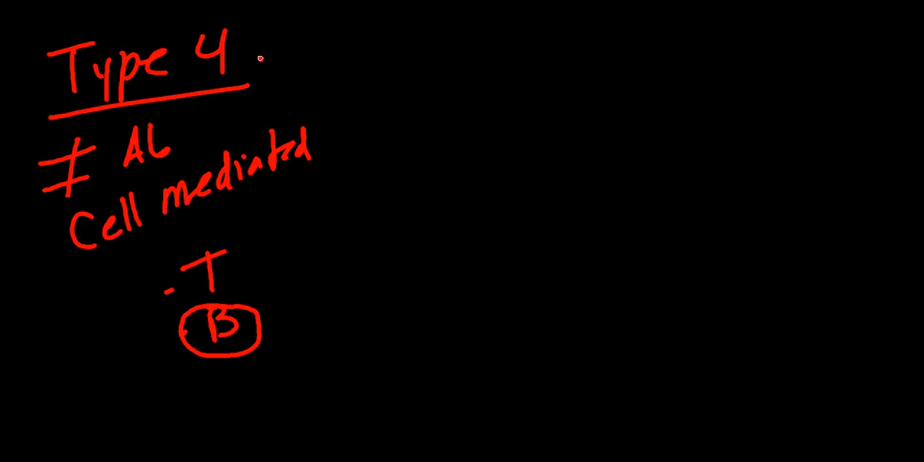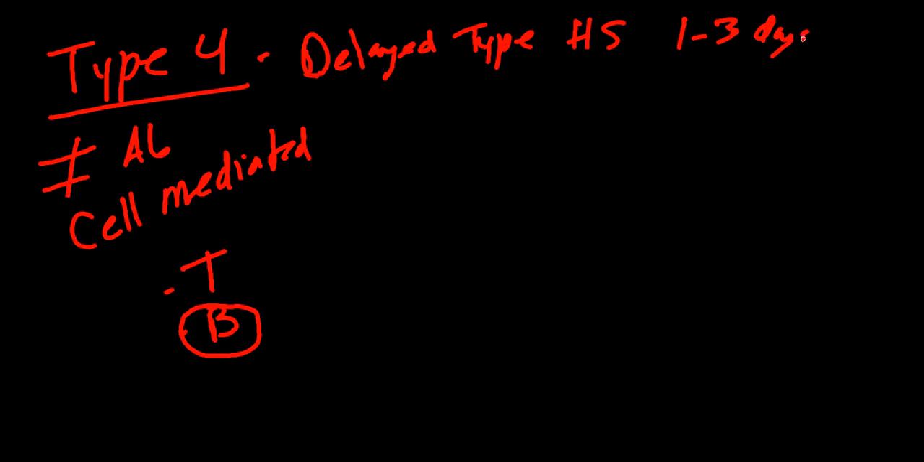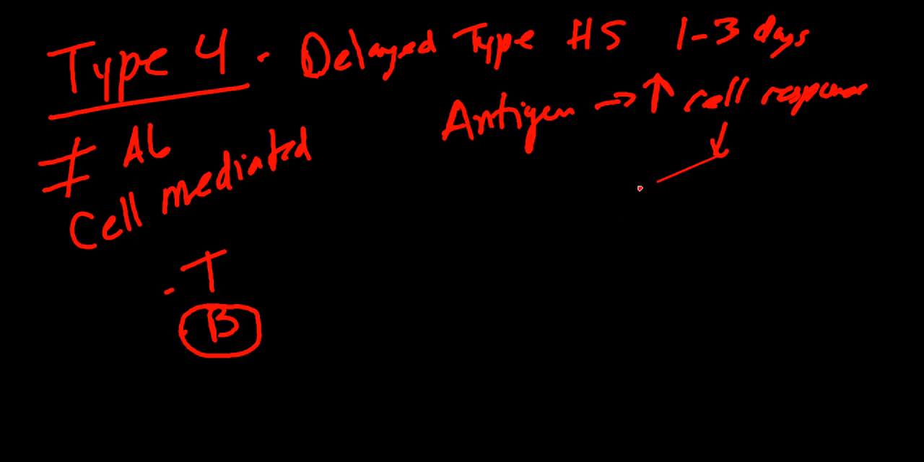However, type 4 hypersensitivity is also known as delayed type hypersensitivity. Delayed type hypersensitivity, typically we're talking 1 to 3 days. So what we're going to do is we're going to have a presentation of antigen. So we're going to have antigen. What we're going to do is we're going to have increased cell response, and then we're going to have reaction. So that's the basic outline of what happens, and I'll kind of talk through it.